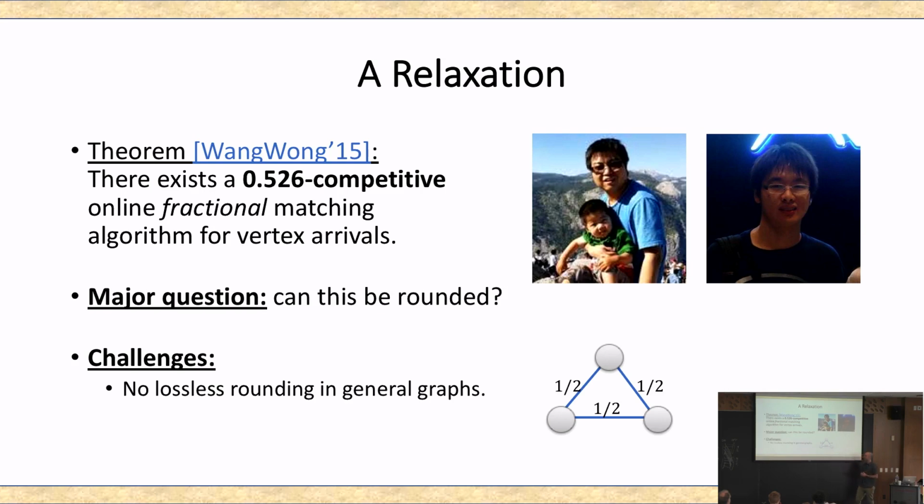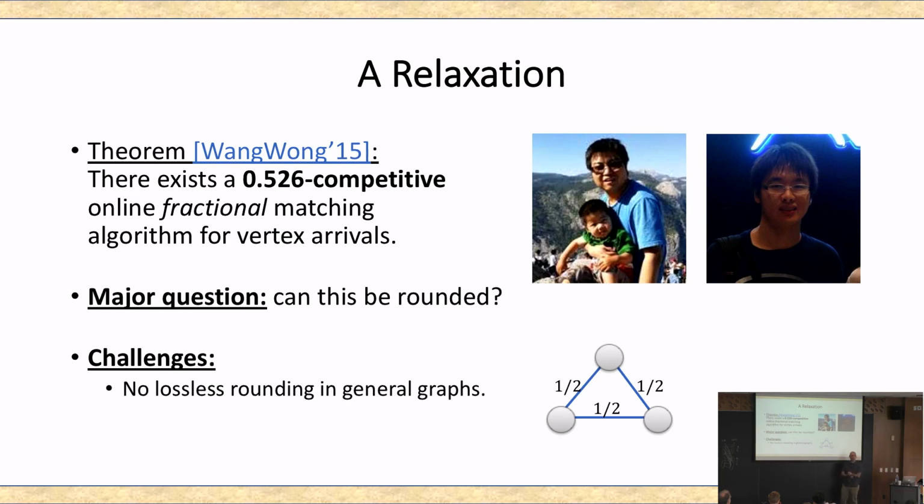They'll share an endpoint. So if we want a general rounding routine, we'll have to lose a 2/3 factor compared to the fractional algorithm. And 2/3 times 0.526, well, that's way below 1/2. So that's too bad.